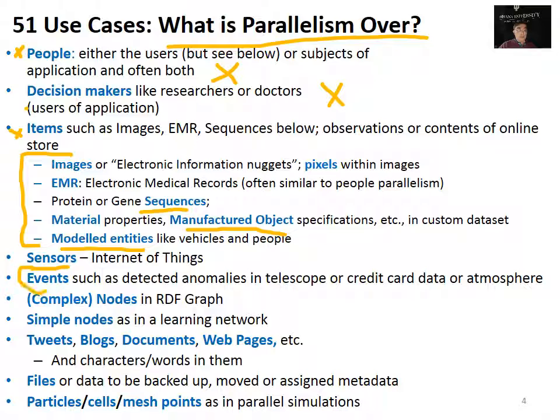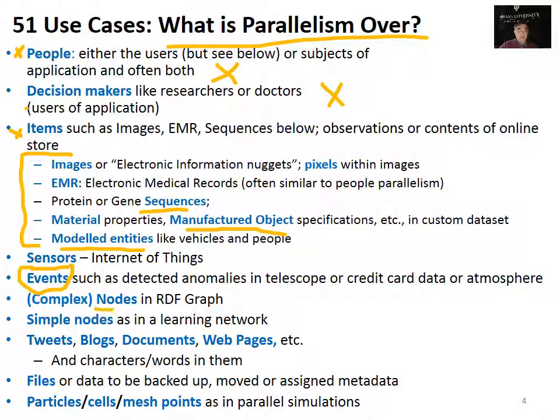Another important source of parallelism is that over events. What are events? These are particular important characteristics or happenings which can be discovered, say, either in telescopes where you discover a supernova happening, or in credit card where you discover fraud, or in the atmosphere where you discover an event called a turbulence, which other planes need to be warned away from.